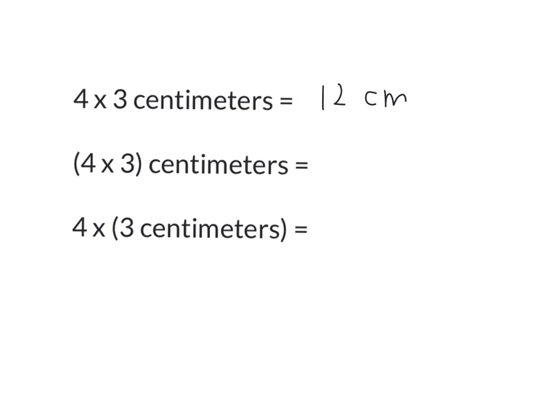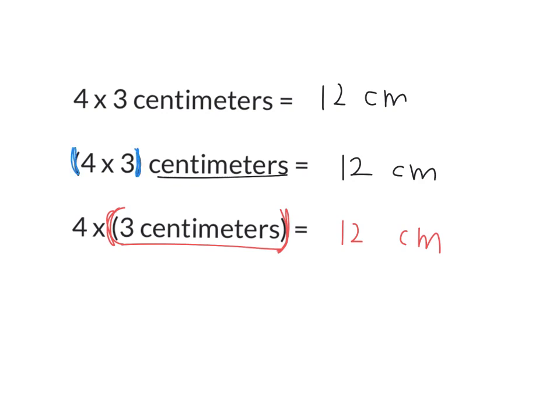I can say that I have 4 times 3, which is 12, and then my units is centimeters. I can also say that I'm making 4 copies of 3 centimeters. So it'd be 3 centimeters plus 3 centimeters plus 3 centimeters plus 3 centimeters, which is 12 centimeters. You can see that in this bottom one, I'm using the parentheses to say I'm making 4 copies of 3 centimeters. In the top example, I'm using parentheses to say I'm doing the multiplication, and then this is the units. It's telling me what my units are.